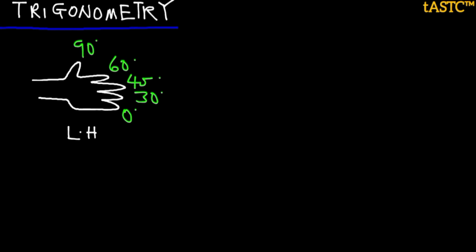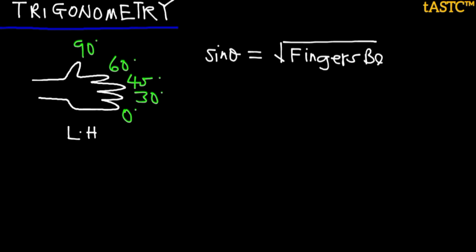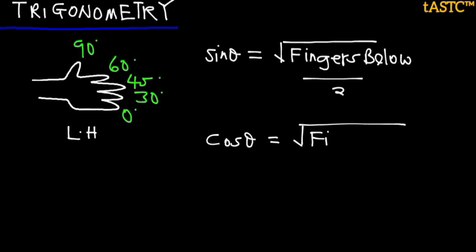If you have it for sine and for cosine, if you have sine theta, the formula that you need is actually the square root of the fingers below divided by 2. And if you wanted to find the cosine theta, that will be the square root of the fingers above divided by 2.